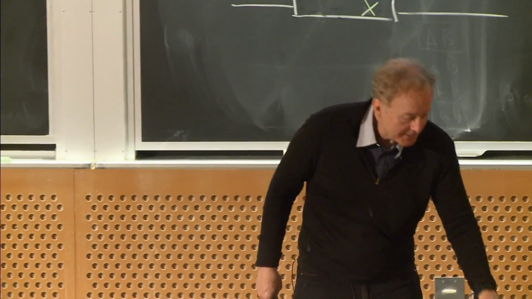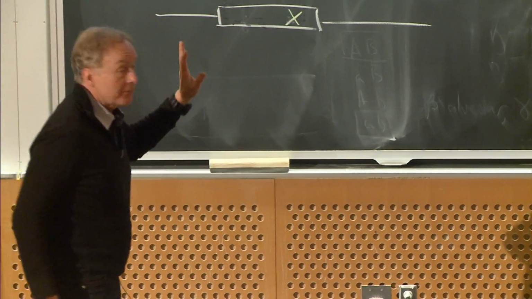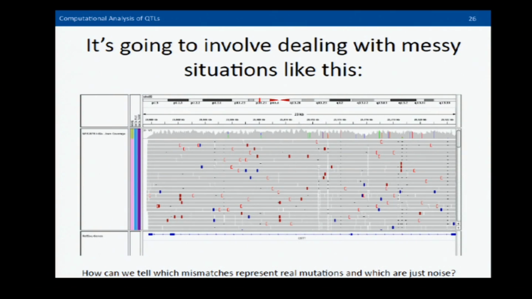The reason is actual data looks like this. So these are all reads aligned to the genome, and as I told you before, all the colors are non-reference bases. And so you can see that the reads that come out of an individual are very messy indeed. And so we need to deal with those in a principled way. We need to make good probabilistic assessments of whether or not there's a variant at a particular base.